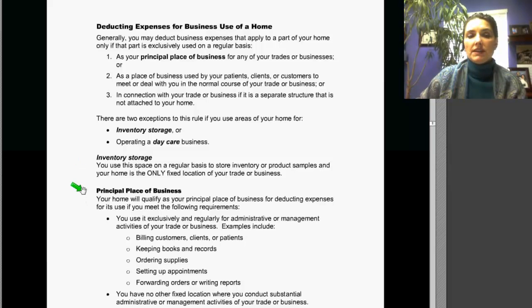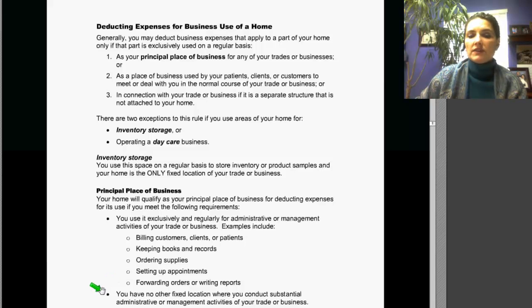So what does principal place of business mean? Well, your home will qualify as your principal place of business for deducting expenses for its use if you meet the following requirements. Number 1, you use it exclusively and regularly for administrative or management activities of your trade or business. Examples include billing customers, clients, or patients, keeping books and records, ordering supplies, setting up appointments, forwarding orders, or writing reports.